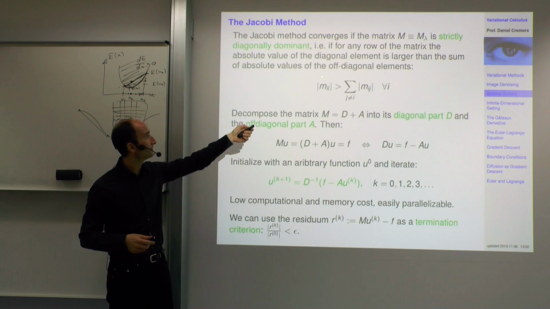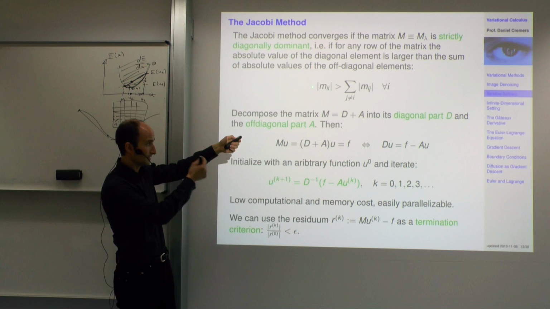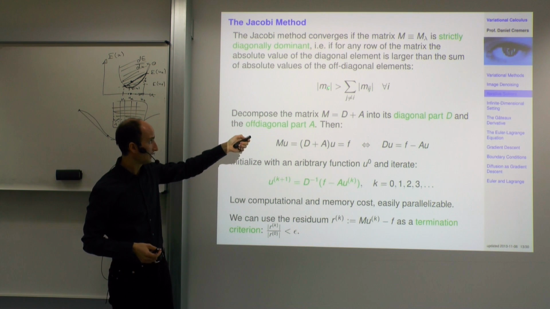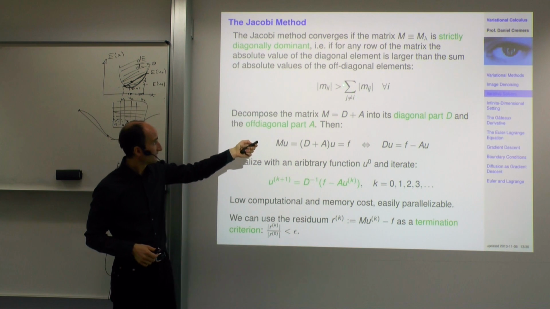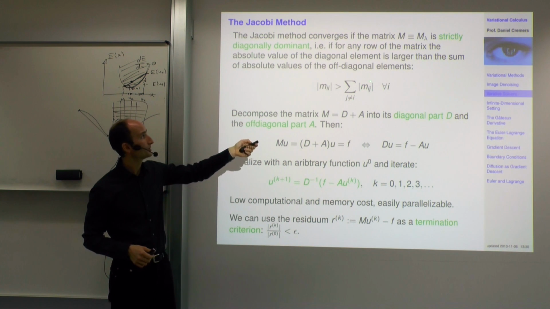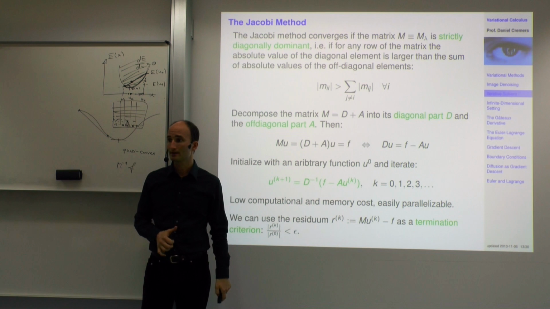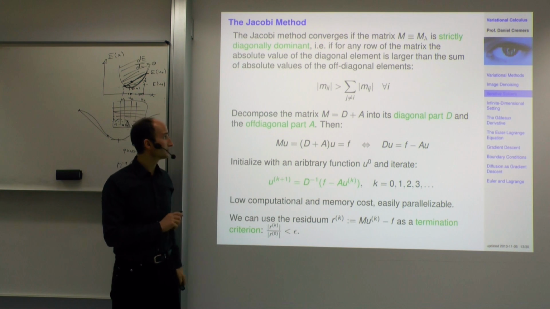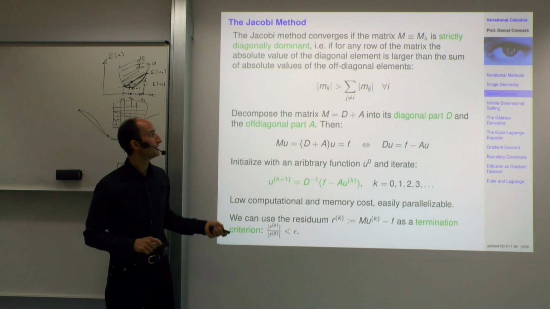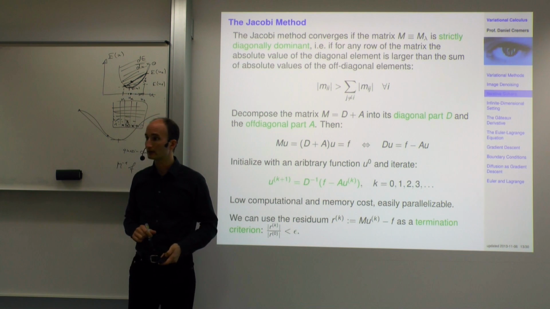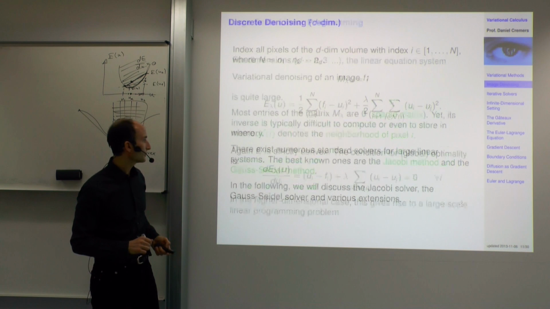Larger in the sense that if I take the diagonal element M_ii, that is the element on the diagonal of the ith row, ith column, then it's larger than the sum of the absolute values of the off-diagonals. If that is the case, and we'll see in our equation system this is indeed the case, then we can apply the Jacobi algorithm. Let's look at this equation system.